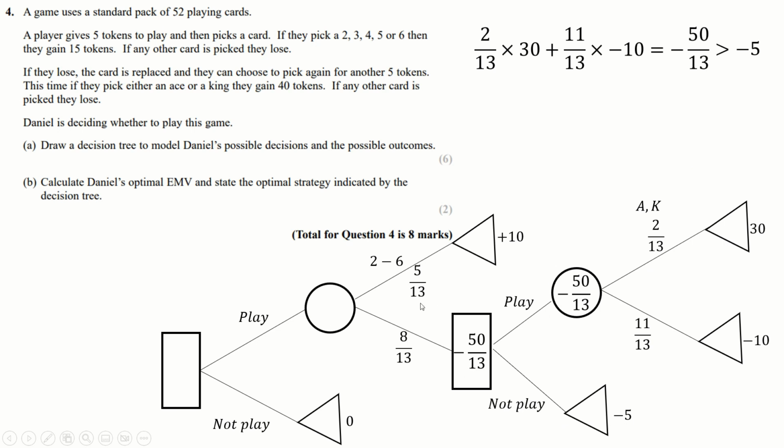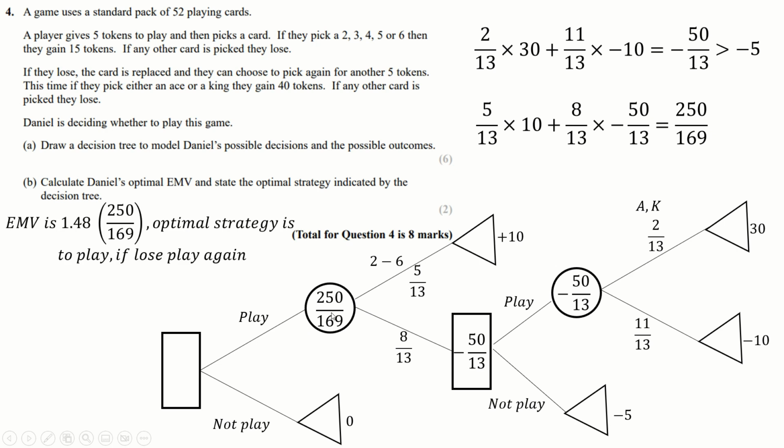We'll do this times this plus this times this to give us the value of this circle, which is this, and this is greater than 0. So the correct choice is to play, in which case you're expected to win this number of tokens, which is about 1.48. And if you lose, or if you win, great. But even if you lose the first go, your optimal strategy is still to say, I'll play again. And that's just what we have to write to finish this off.